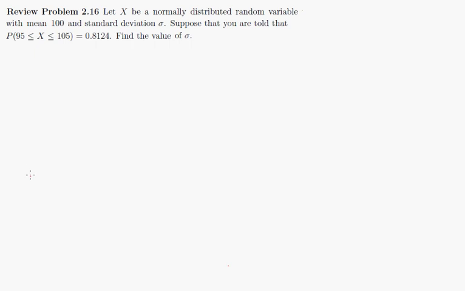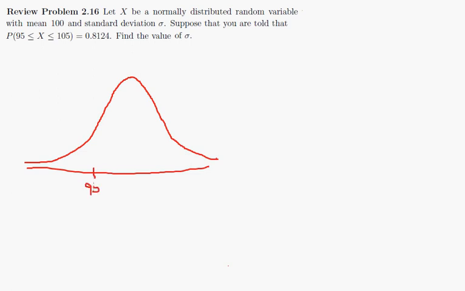Okay, so let's start drawing the picture for this. So bell curve here. So 95 is over here, and 105 is over here, and we're told that the area between them is 0.8124. And what's very important for this particular problem is that 100, of course, is the midpoint of 95 and 105, so that's the midpoint there.